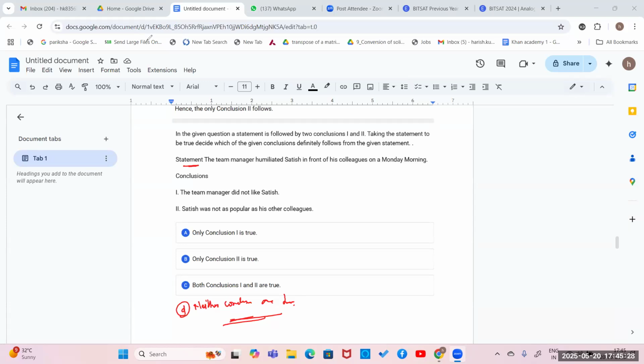Right, D. Correct, right? The statement is that the team manager humiliated Satish in front of his colleagues on a Monday morning. Now, this doesn't mean that the team manager did not like Satish. On that particular issue he might have humiliated him, but it nowhere implies that he did not like him, or that Satish was not as popular. So this second statement doesn't make any sense, right? So neither of the conclusions is true. This is how you have to figure it out.